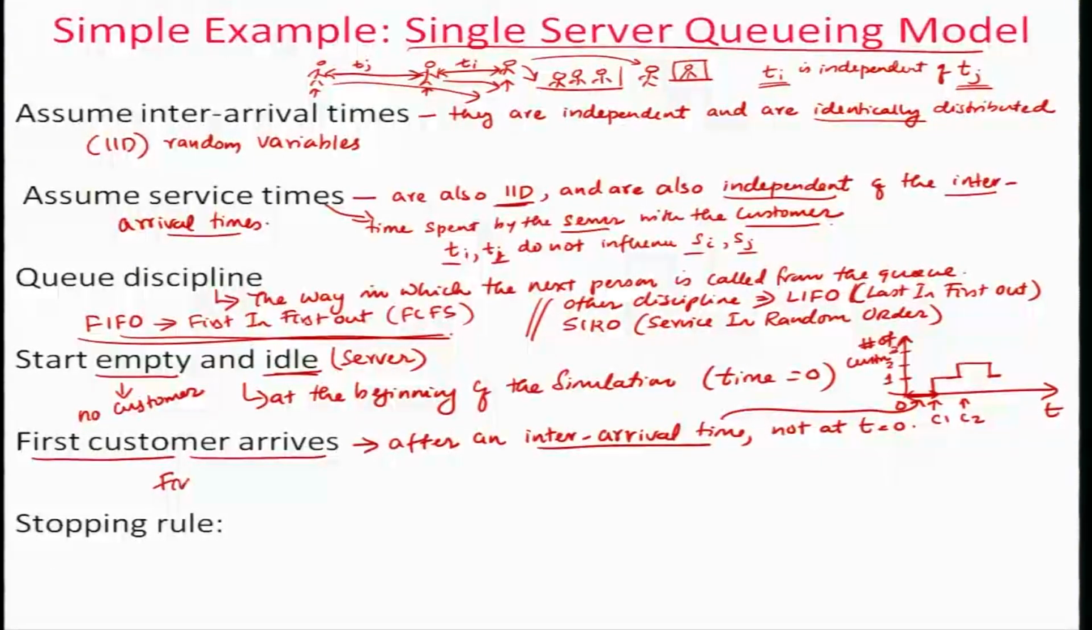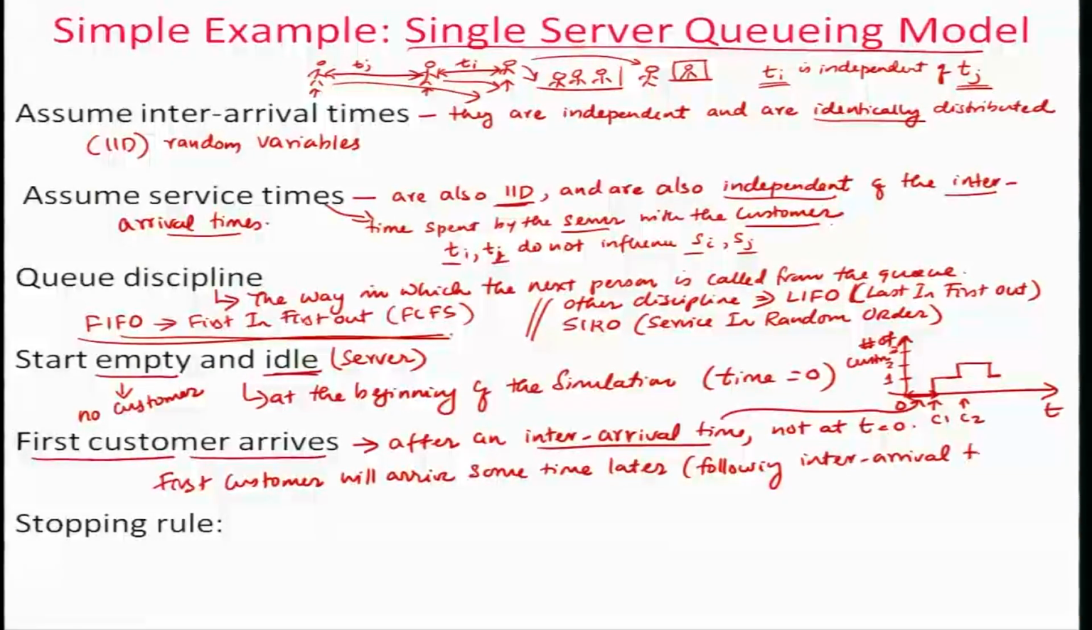So, the first customer will arrive sometime later, following the inter-arrival time, and not at time t equal to 0. When you go and open a bank, people will come in a little later; that is what we are trying to simulate.